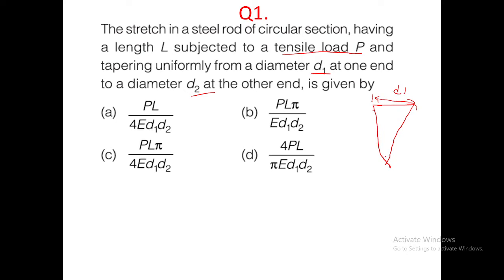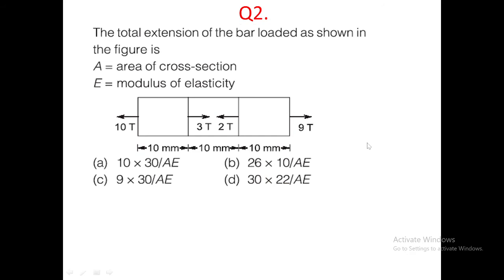So diameter D1, D2, tensile load is P. So in this conical bar, the answer is 4PL divided by πE D1 D2. This is the standard formula, for the tapering section.